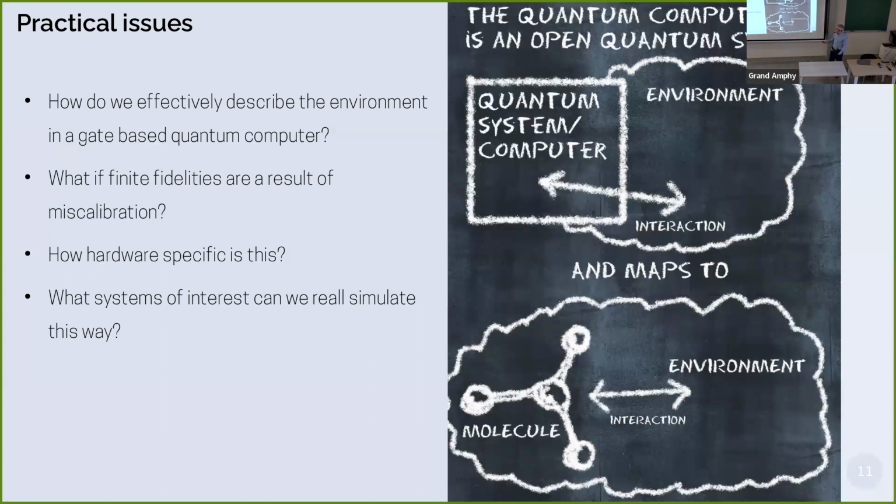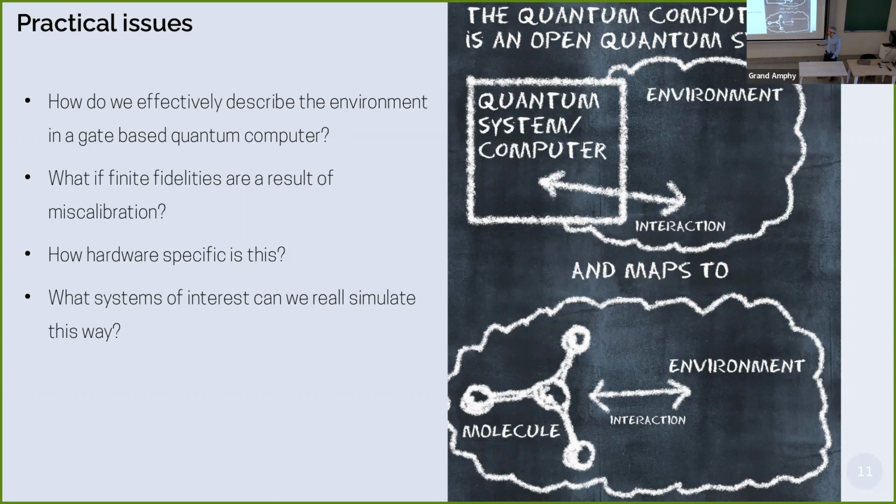Like the first one is the one I want to, let's say, spend quite some time on. How do we effectively describe the environment in a gate-based quantum computer? Of course, there are other issues. What if finite fidelities and errors are a result of miscalibration? This is something we basically have to exclude. We have to assume that finite fidelities come from decoherence.